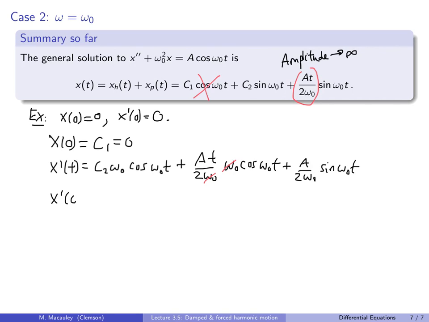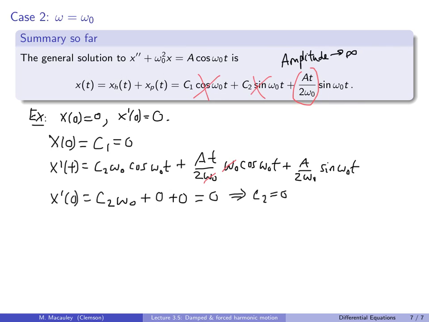So x prime of 0, plug in 0, we get c2 omega naught, since the cosine becomes 1. This becomes 0 because we have a t right there, so plus 0, and this becomes 0 because it's sine, so plus 0 equals 0. Omega naught is not 0, so we get that c2 is 0. So in that case, this term drops out as well. Starting with these conditions is precisely when c1 and c2 are equal to 0. So that gives us just this particular solution.